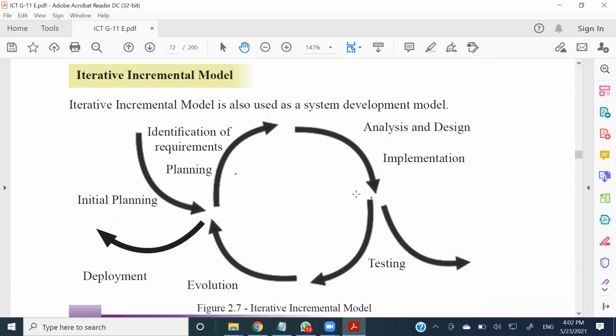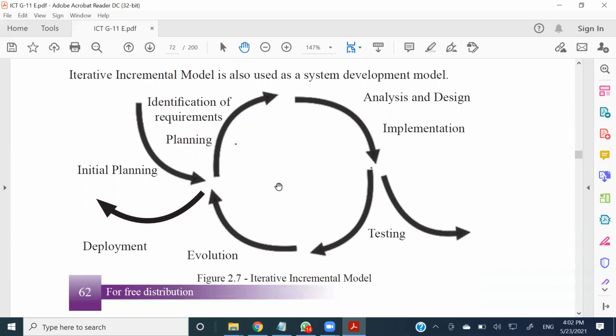the iterative incremental model is also used as a system development model, and they do it in an iterative manner. Iteration means happening again and again. So as the very first thing, they identify the requirements, then they plan, then they analyze and design, then they test, then they evaluate that, right? Then they go for the deployment, right? So it's like creating a kite, step by step.